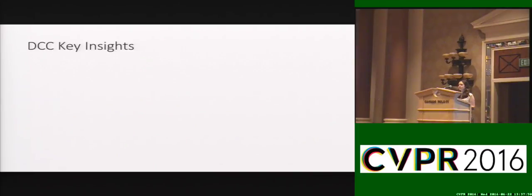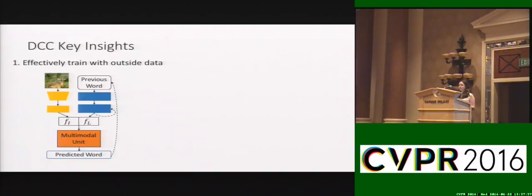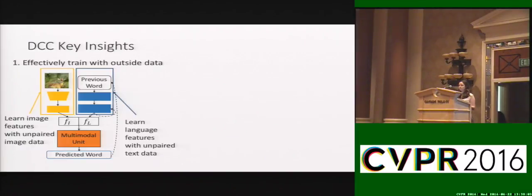The first insight is that if we're going to train with outside data sets, we need to make sure we're doing so effectively. The way we do this is we have one part of our model which learns strong image features, and we train this only with unpaired image data. We have another part of our model that learns strong language features, and we train this only with unpaired text data. Finally, we combine information from images and language with a multimodal unit, which generates descriptions about an image.